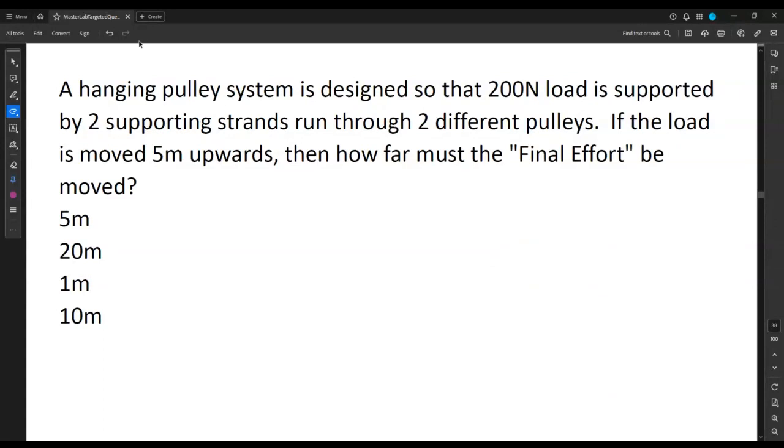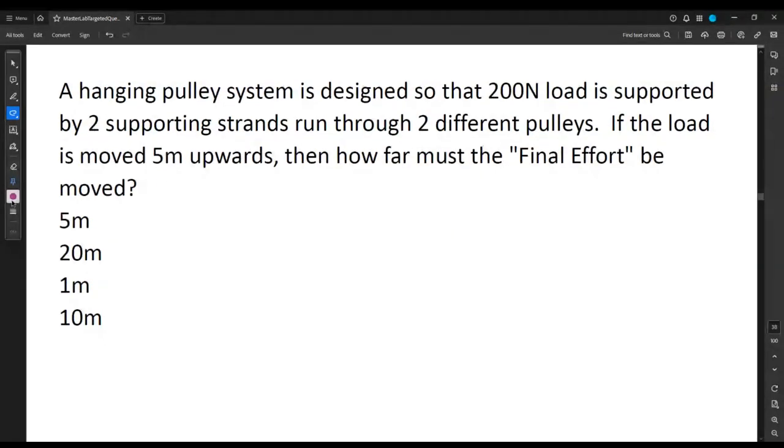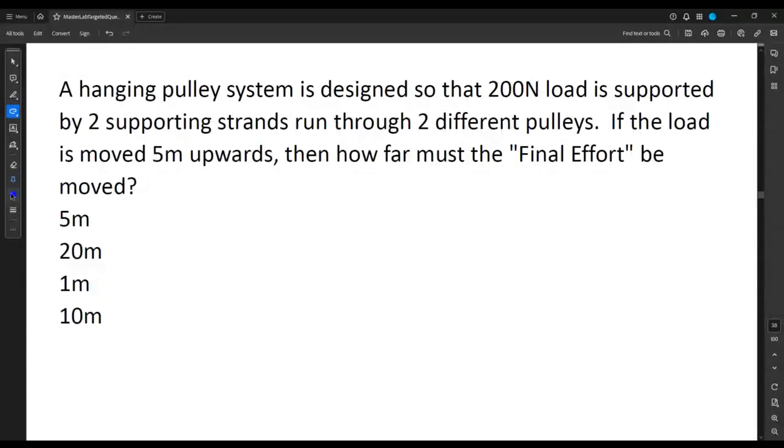Okay, then we want to look at basically the same formula. We've got a 200 newton load. We are told 2 supporting strands, so technically we could cut that and find the effort that needs to go in. But this is asking about distances. How far? Okay, so then that means I want the formula with the dE over dR. Now it's asking how far the effort has to be moved. So if I want to pick something up 5 meters, I have to remember that I need 5 meters to come out of each strand of rope that's supporting the weight, then I have to pull a lot further on the other end.